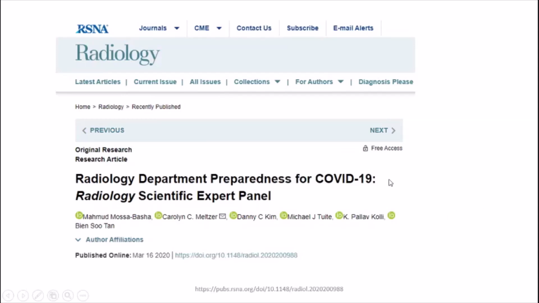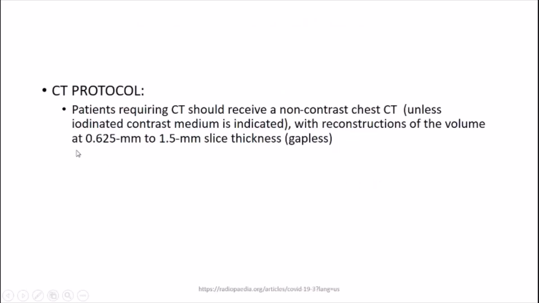This article is quite informative also. You can also watch the webinar, the video recording of the discussions that happened. You will find it on the website of Radiology Journal, and they also make similar recommendations to what we mentioned before. So to image the patients, the CT protocol should be non-contrast chest CT unless IV contrast medium is indicated.